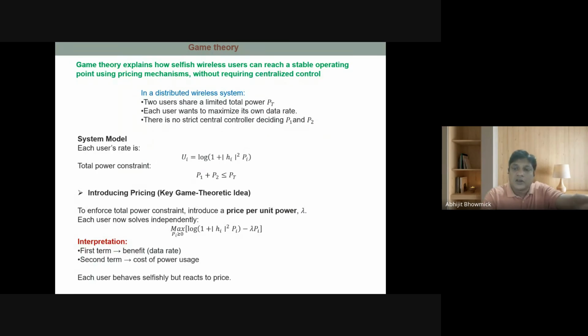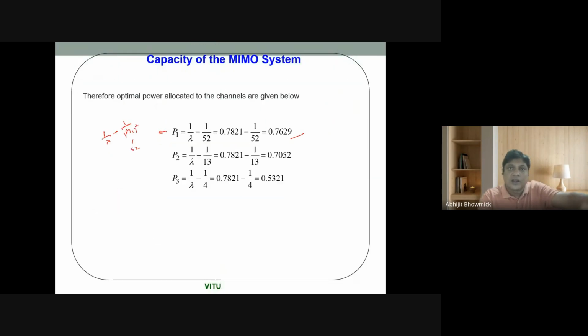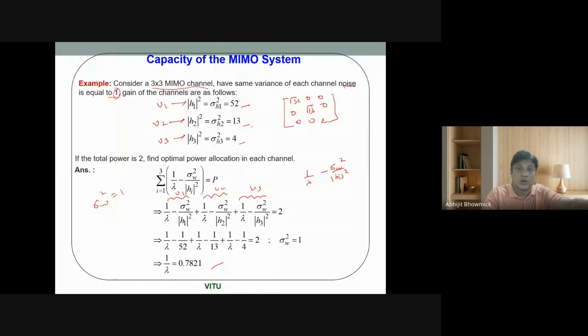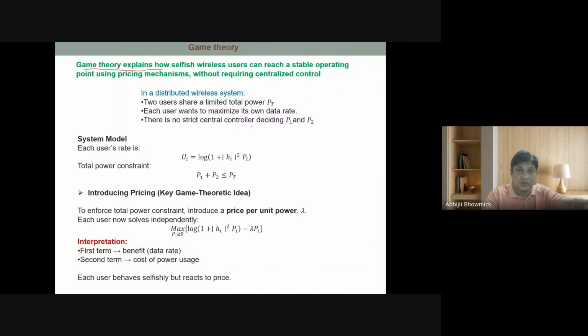This is how that Lagrangian and all are used. Another one, apart from convex optimization, is game theory. In game theory, say I take the same problem, but here each user tries to maximize his own data rate. There is no central control. If we look at here, there is a central control and the power is allocated, but here there is none.